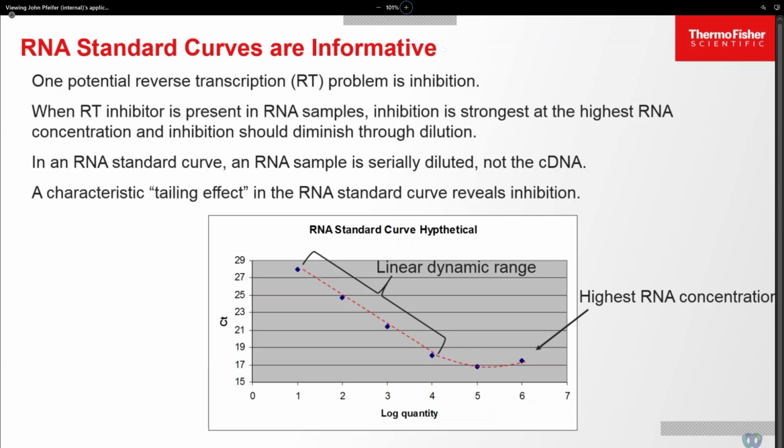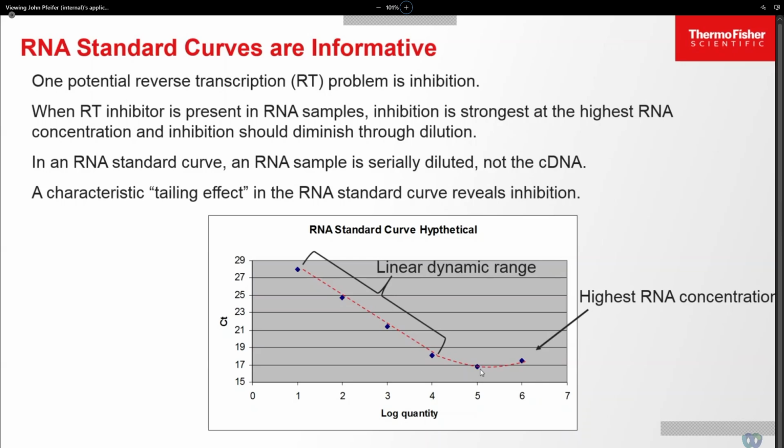So let's say one of the problems that could happen is a reverse transcription inhibitor in the RNA. So that would present as what I like to call the tailing effect in the standard curve. So in this example, the highest RNA concentration reverse transcribed is shown on the right. And this is hypothetical, by the way. And if we look at the very dilute points of the standard curve, we extend that linear relationship out, we can see that the first point of the standard curve is elevated quite a bit, actually.